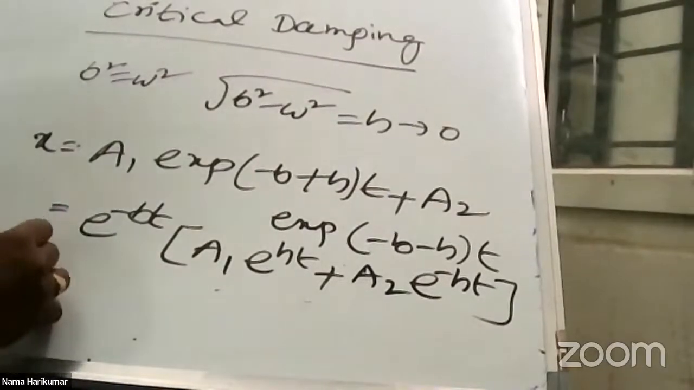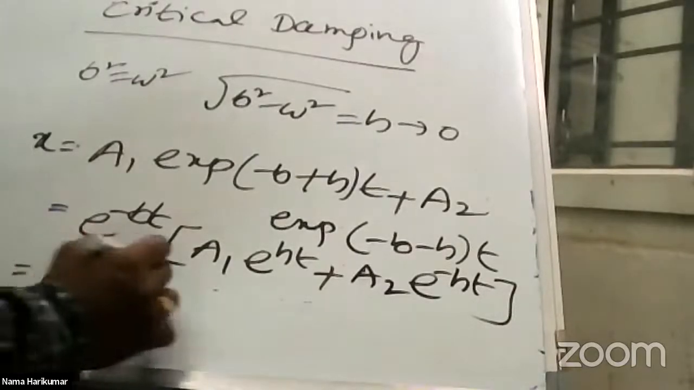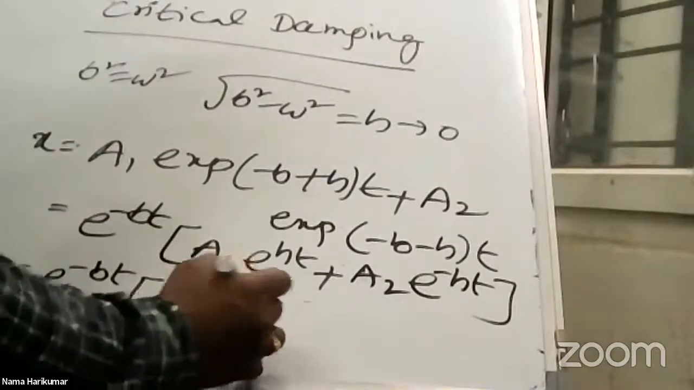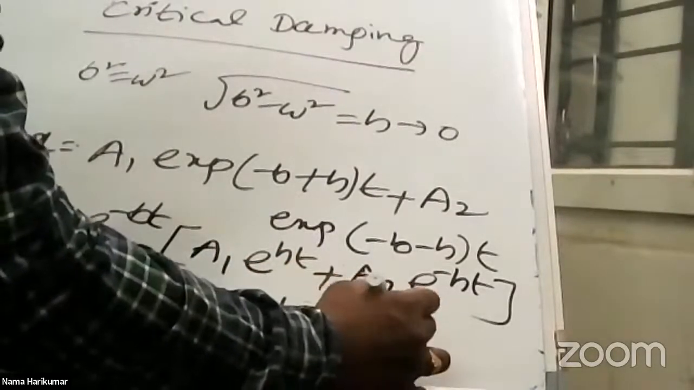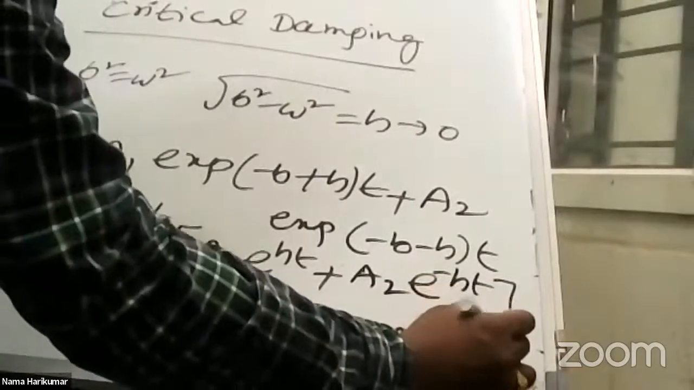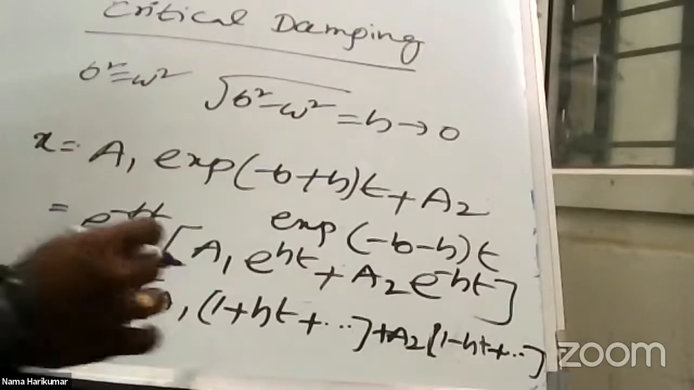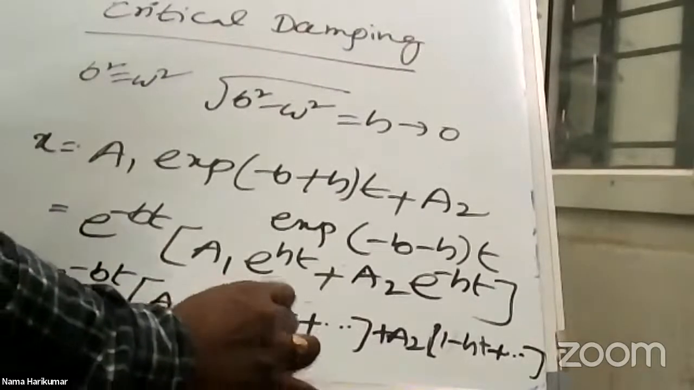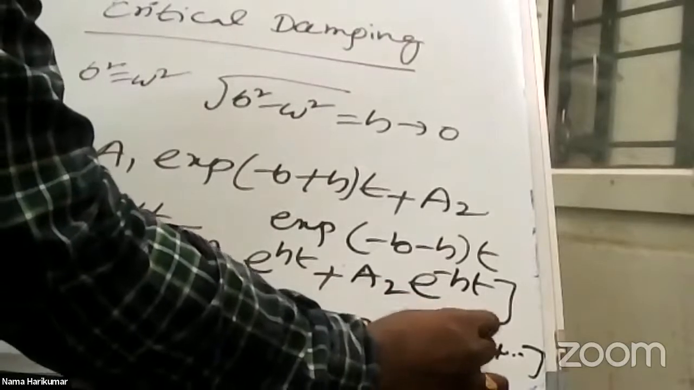So you see the formation: e to the power of minus b t into a1 e to the power of h t, we have to expand it like cosine and sine series. That is 1 plus h t plus so on, plus a2 into 1 minus h t plus so on. Finally, the equation is e to the power of minus b t, a1 plus a2 common, plus the remaining value h t into a1 minus a2. It is clear. First one is a1 plus a2. Second one, h t is common, that is a1 minus a2.